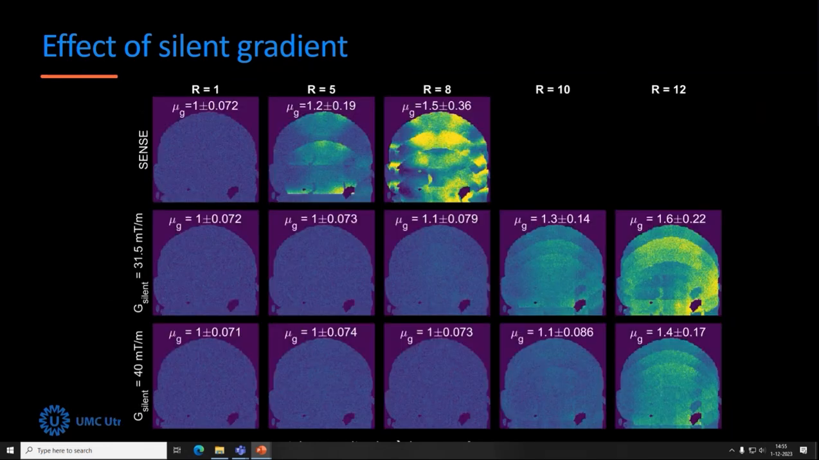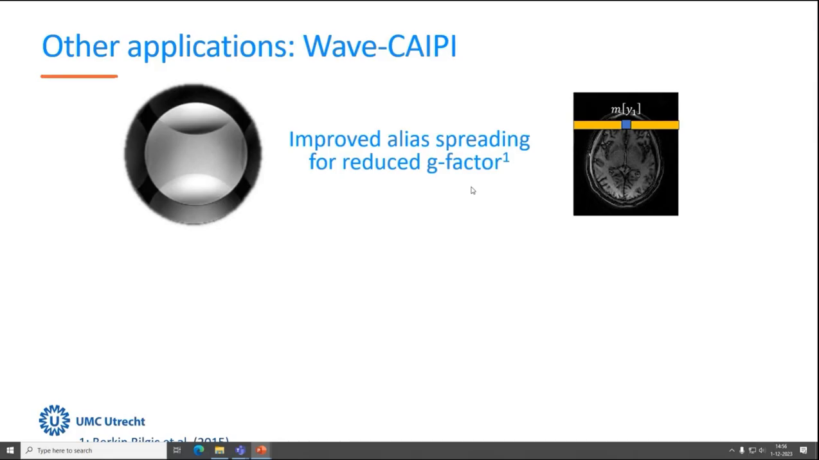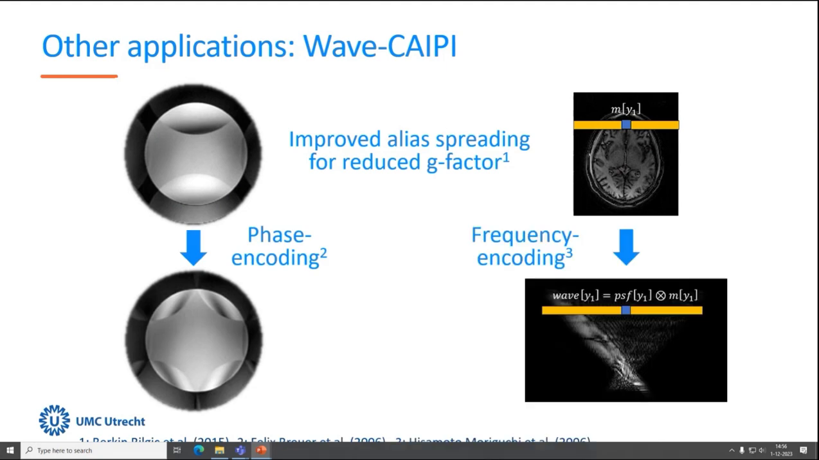And here you see that same effect in terms of the G factor. That's a measure of the noise amplification for an acceleration technique. So the higher the color, the better it is. We see that at high accelerations, we are really at low G factor, around 1 here. So that's good news. I'll skip this.